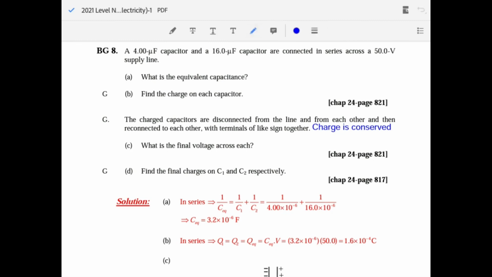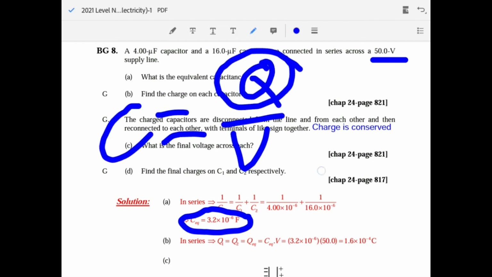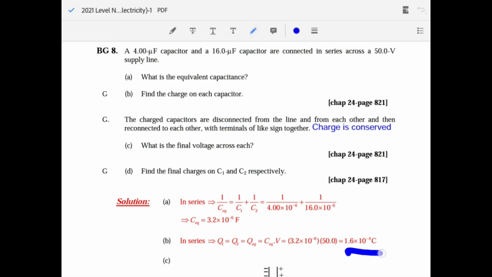Find the charge on each capacitor. You're given the total equivalent and you're given total voltage. And since they're in series, the charge is the same on both of them. So you do C equals Q over V, you need Q, so CV. So C times V, 3.2 times 10 power minus 6 you got, and 50 was the voltage. Then you get 1.6 times 10 power minus 4 charge on each. Now they're disconnected, and then they're connected again, but with parallel. Now they're connected in parallel instead of series.